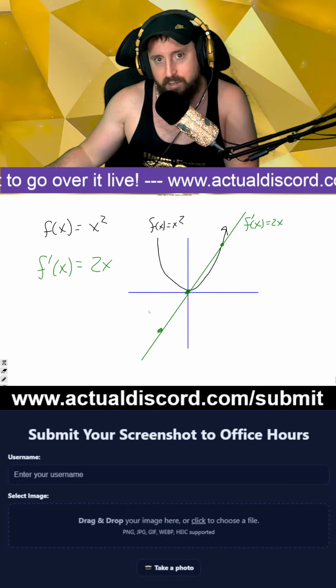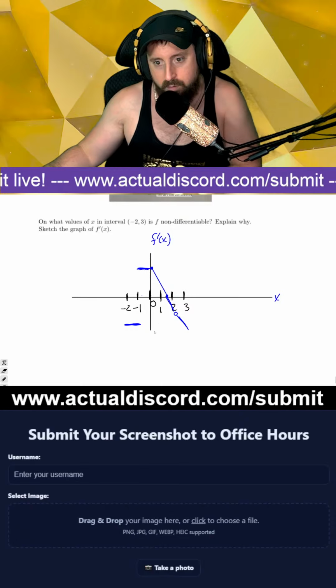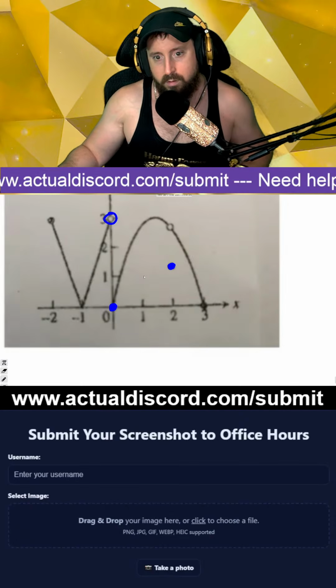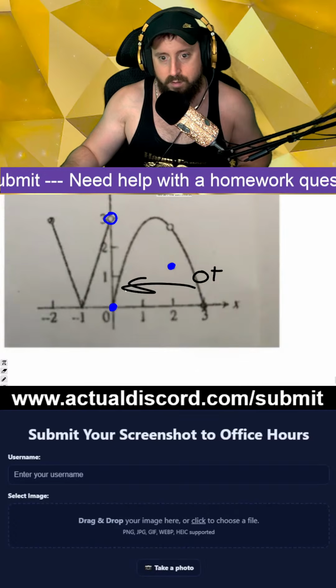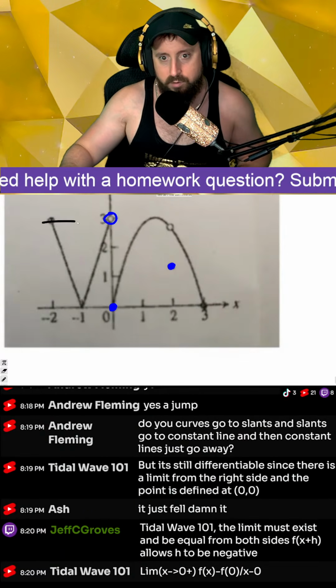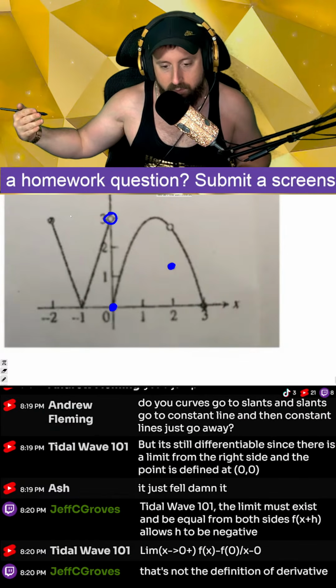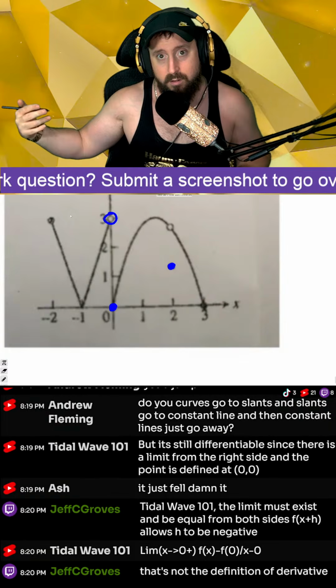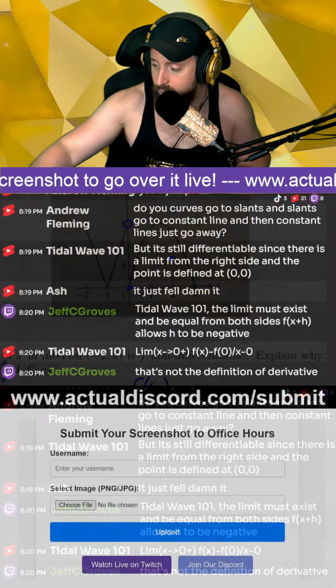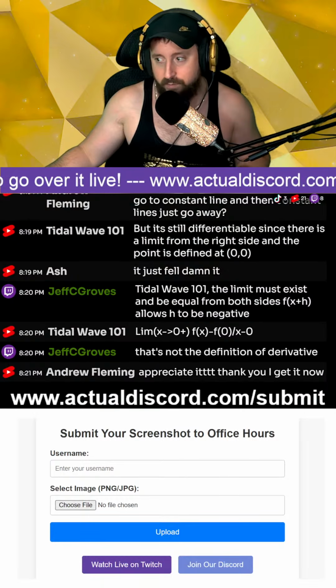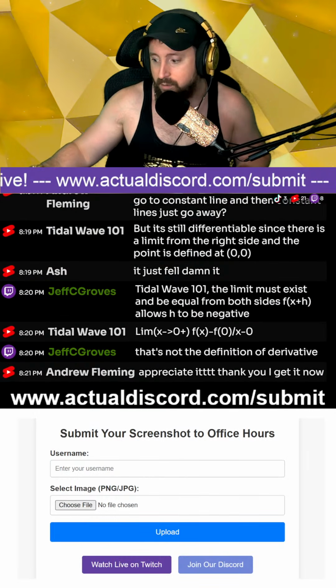But wait. At 0, it doesn't approach the same point, though, no? Yeah, the limit as x approaches 0 from the right is 0. The limit as it approaches from the left is 3. So that's not the definition of the derivative. Yeah, that's the definition of a limit existing. You think you get it now?